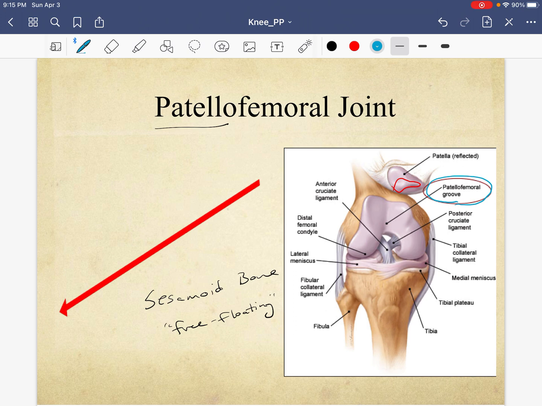But again, we have to have two matching bone surfaces. So the underside of the patella is convex, but yet the patellofemoral groove in between the femoral condyles up here is more concave. So the specific articulating surfaces would be the underside of the patella fitting into the patellofemoral groove of the femur.